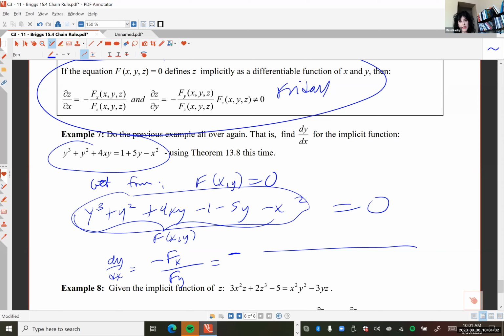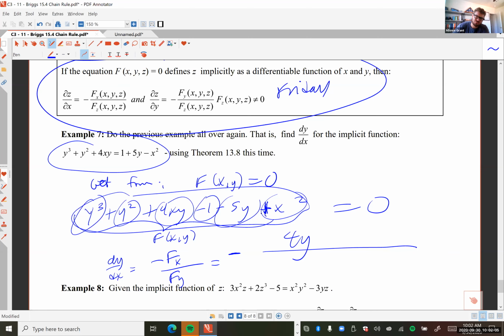What is the derivative of that with respect to x? So that means hold y constant. So what's the derivative of y cubed with respect to x? 0. And how about y squared? Also 0. Now how about the derivative of 4xy with respect to x? 4y. Sorry. And then the minus 1 is 0, and then the minus 5y, that derivative with respect to x is 0, and then the minus x squared is what?